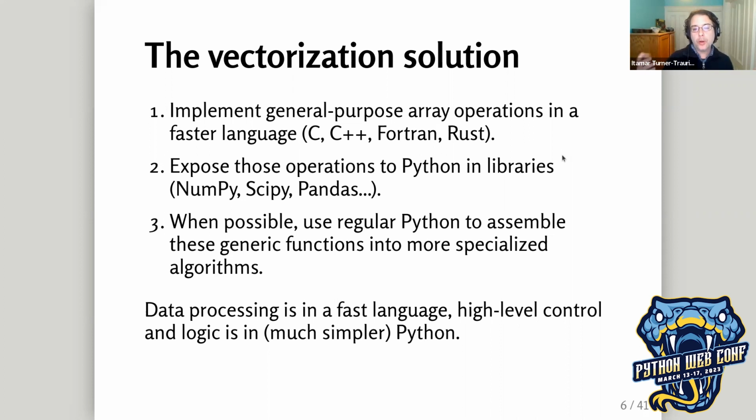And then you can use those generic functions in Python code to assemble the actual high-level logic that you care about, the algorithm that you care about. Because there's no reason for you to implement sum and mean and so on from scratch. You can use this library, which is fast. And so all your data processing happens in a fast language, say C. And then your high-level control and logic is in Python, which is a much nicer language to write than C.